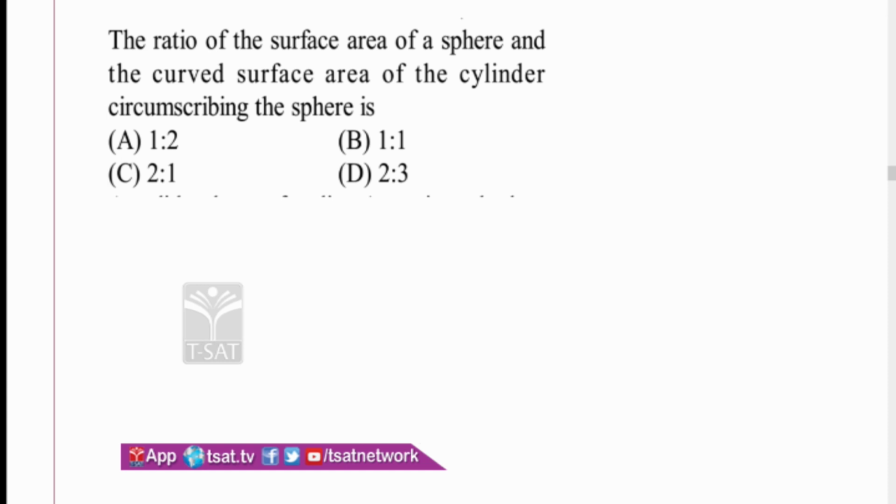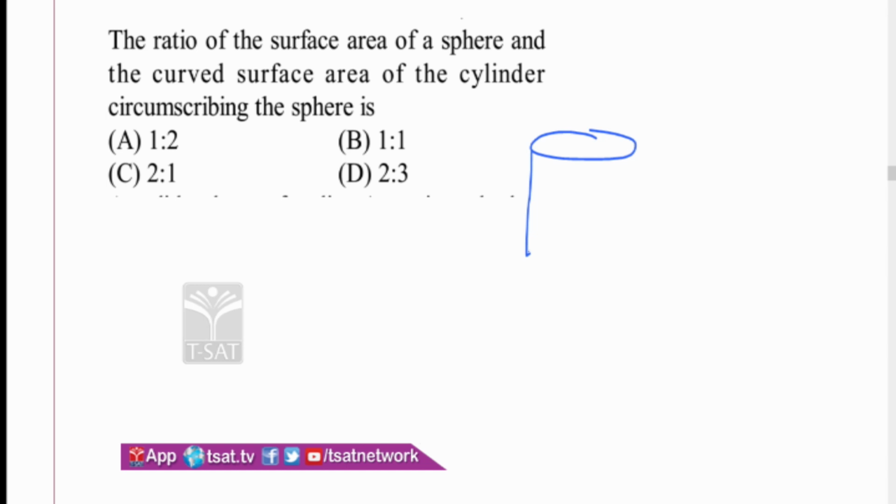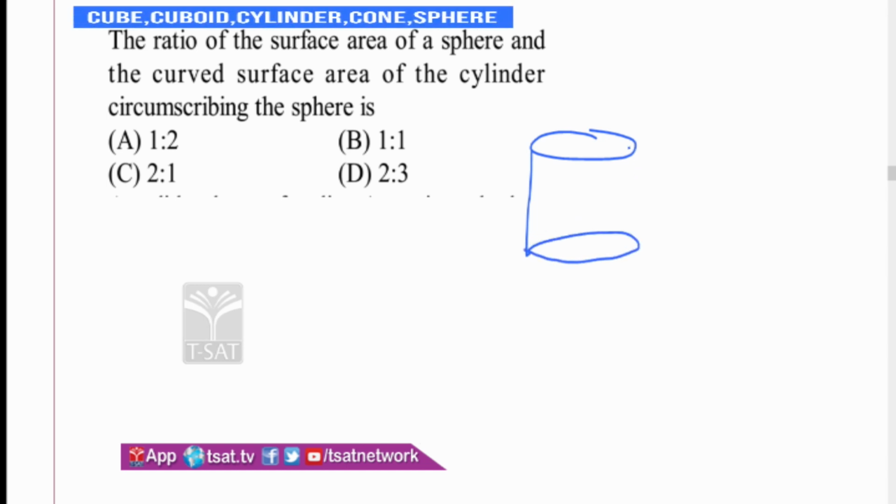Look at the next one. The ratio of surface area of a sphere and the curved surface area of cylinder circumscribing the sphere is. Here, the cylinder circumscribing the sphere is like this. Therefore, height of the cylinder is 2 times of r, radius for both of them is same.